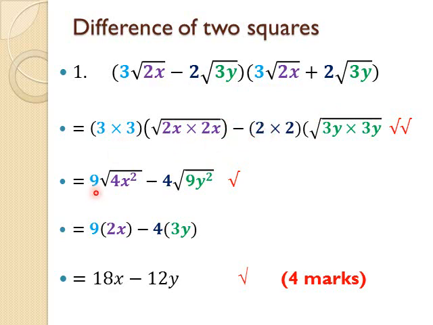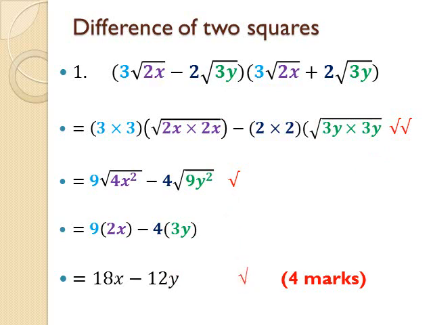3 times 3 gives me 9. 2 times 2, 4. x times x, x squared. Negative 2 times 2 would give me 4. 3 times 3 is 9, and y times y gives me y squared. So square root 4x squared. Square root of 4 is 2, square root of x squared is x. Negative 4, square root of 9 is 3, square root of y squared is y. 9 times 2x gives me 18x. 4 times 3y gives me the negative 12y. Again, you can see 2 marks distributive law, 1 mark simplification, 1 mark final answer.